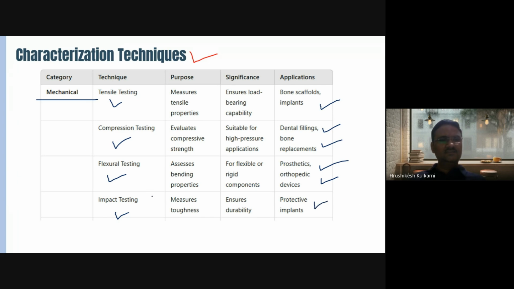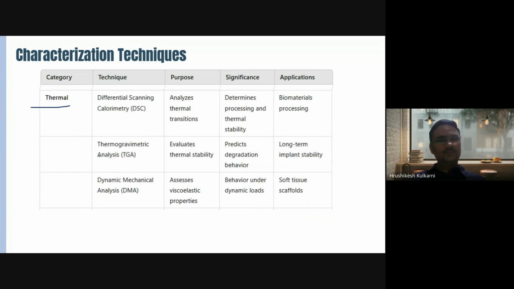So these characterizations are useful for these applications. Second are called thermal applications. So here we are using differential scanning calorimetry, thermogravimetric analysis, and dynamic mechanical analysis. These are used in biomaterial processing, long-term implant stability, and soft tissue scaffold. It means whenever you are selecting a polymer for a specific application, you should not do all the characterization.